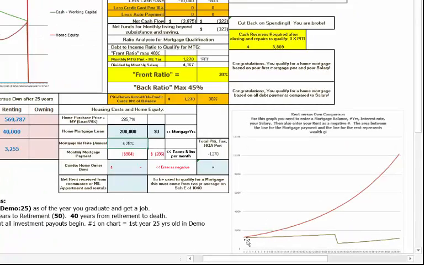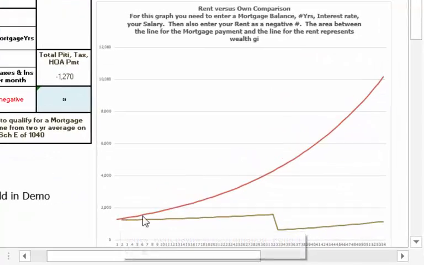Okay, so we come to our graph and you see here we are at the starting point. We're both at $1,270. Look at that rent go up. Ugly, ugly. But you know what? This is a 30-year fixed mortgage. Fixed. Hear that? Fixed. So you see that mortgage, it's barely going up. It's going up because the real estate taxes are increasing with inflation.